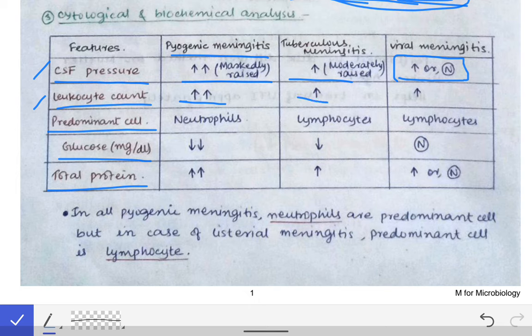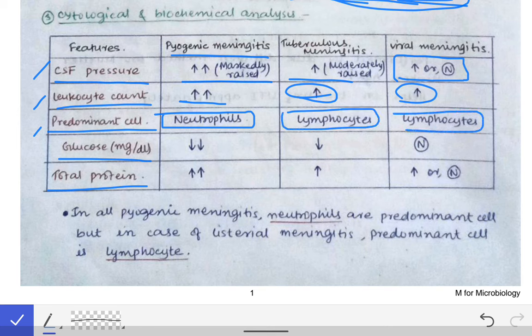In tubercular meningitis also it is raised. In viral meningitis also it is raised, but the predominant cell varies. Like in pyogenic meningitis, the predominant cell in the CSF will be the neutrophil, but in tubercular or the viral meningitis, it will be lymphocytes. So lymphocytes will be in excess in the CSF in case of tubercular and the viral meningitis. But in case of pyogenic meningitis, neutrophils will be in excess in the CSF.